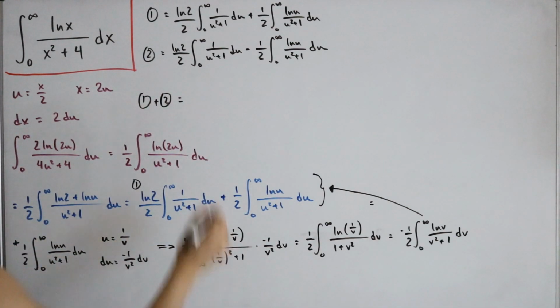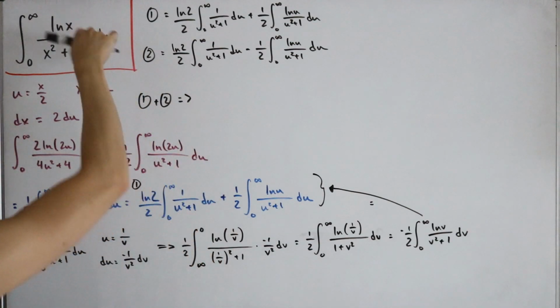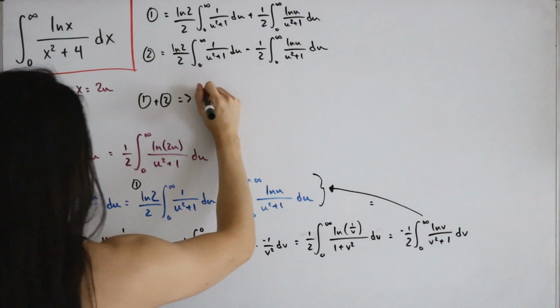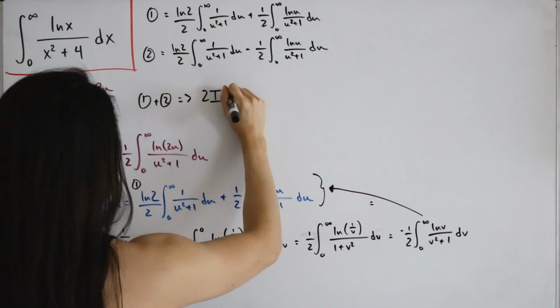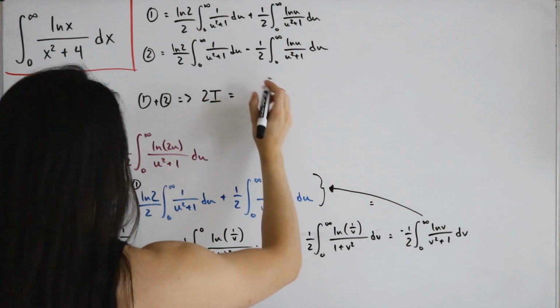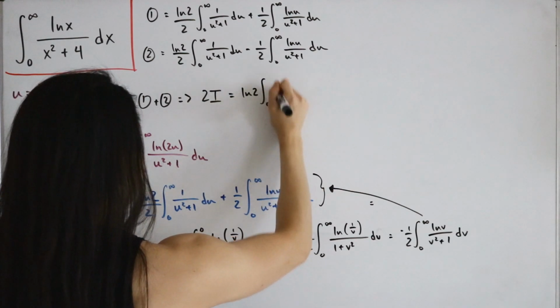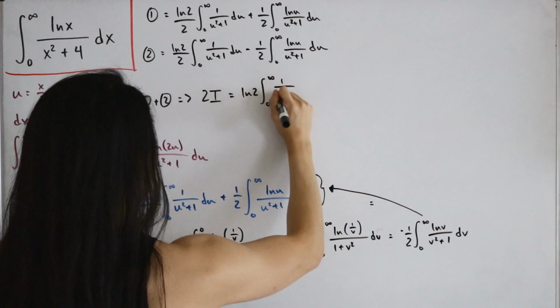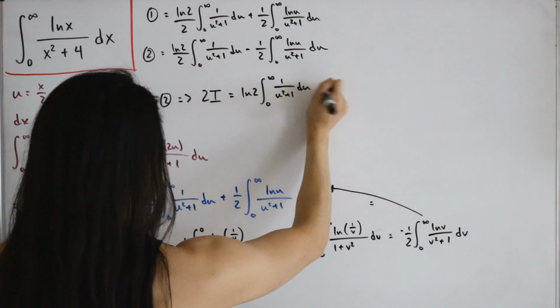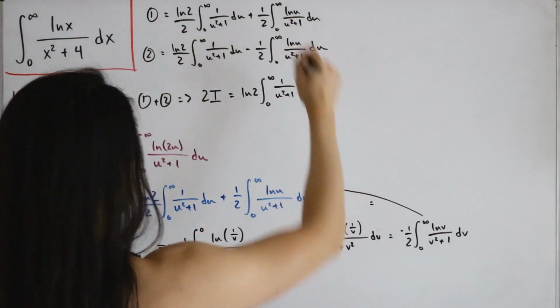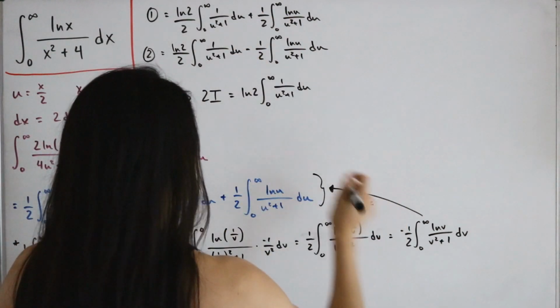First thing I should mention is that because of this, we can call this capital I. So that's the same thing as writing 2 times I equal to. So we add these two equations together. If I add these two, I'm going to have the natural log of 2 multiplied by the integral of 1 divided by u squared plus 1 du. And then now these two terms are going to cancel each other out. So plus or minus, that gets rid of itself.